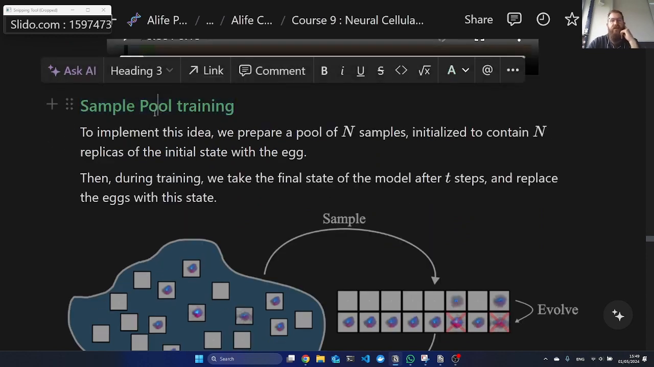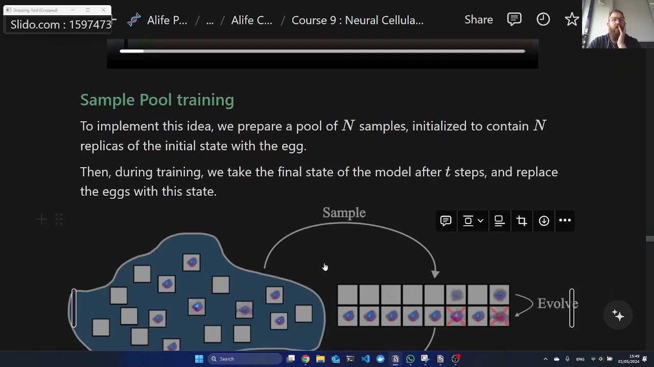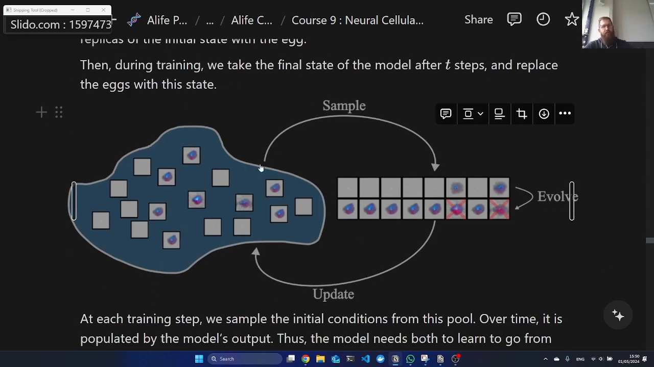So the next step in the training regime is sample pool training. So what we do is that we prepare a pool with n samples, which we initialize to be all the egg state. And this pool here will determine the initial condition of the model. So during training, what we do is first you sample from the pool, and this gives you the initial conditions. You evolve these initial conditions for, let's say, 60 steps. This gives you a final state, and then you apply the loss to this final state.